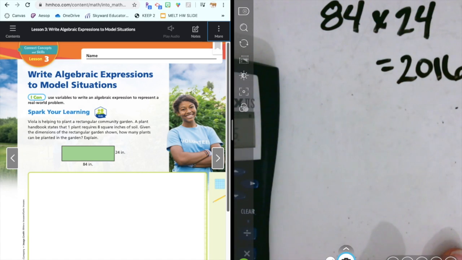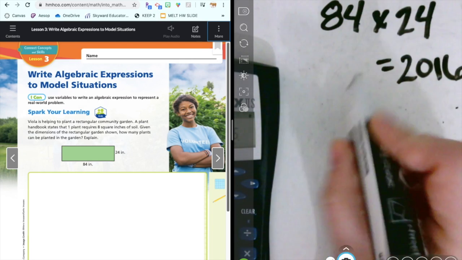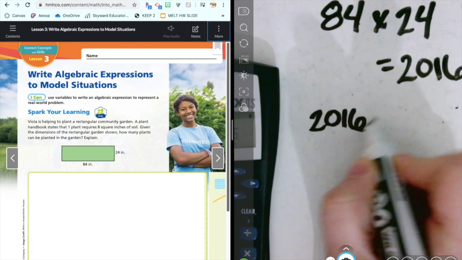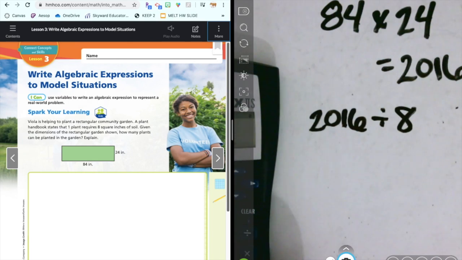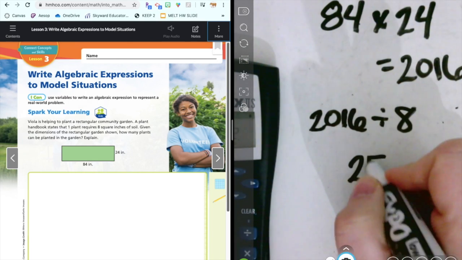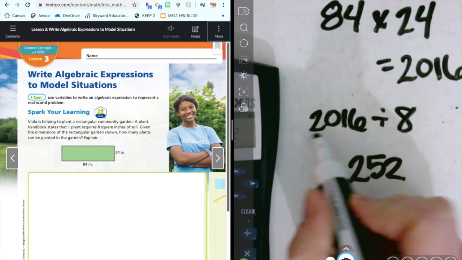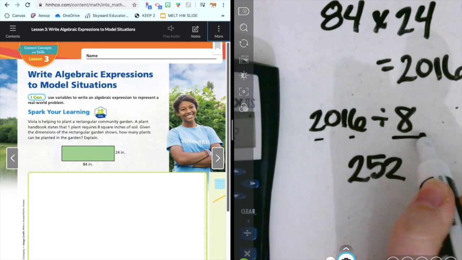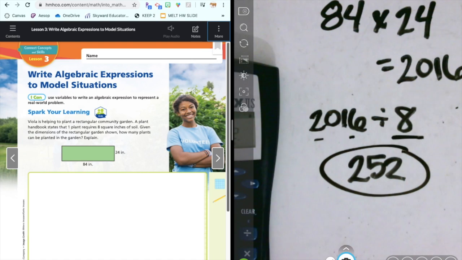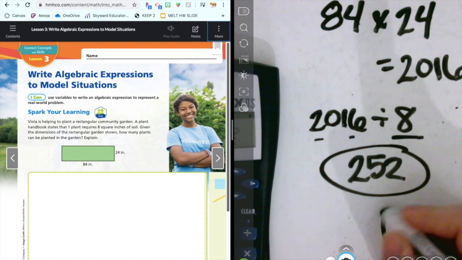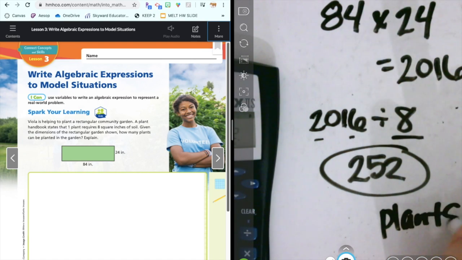From there, I know that each plant needs 8 square inches. So this is the total square inches. If I take the total square inches and divide by 8, I get 252. That means if I take the whole garden divided by how much space one plant needs, I can have 252 plants. So that was the way I solved it. Hopefully you saw some other ways on the PowerPoint where you put your picture. So let's jump into our lesson.